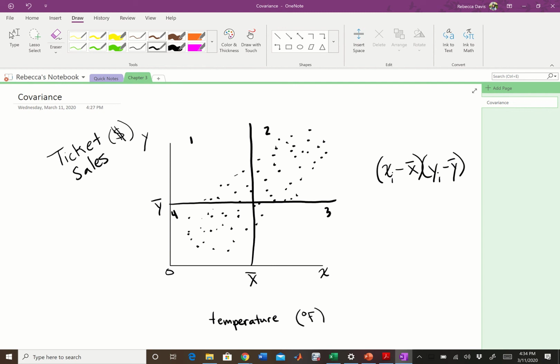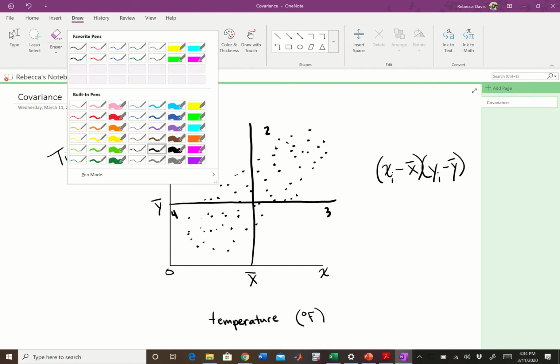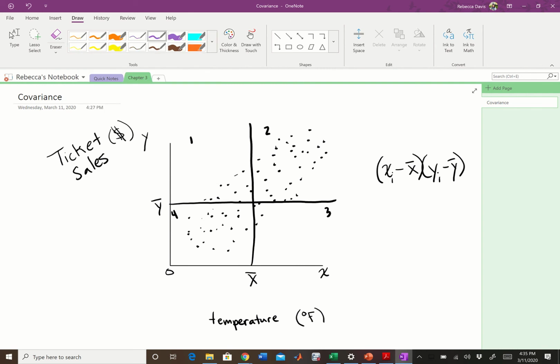So what I want us to do now is, I'm going to get some different colors here. Let's do purple first. So let's pick 2 points that fall into the quadrants that have the most data points. Okay, so for us, I'm going to choose this data point right here. That data point has a corresponding temperature and a corresponding ticket sales. So assume that each dot here represented on the graph is a day in May. Let's say it's a day in May.